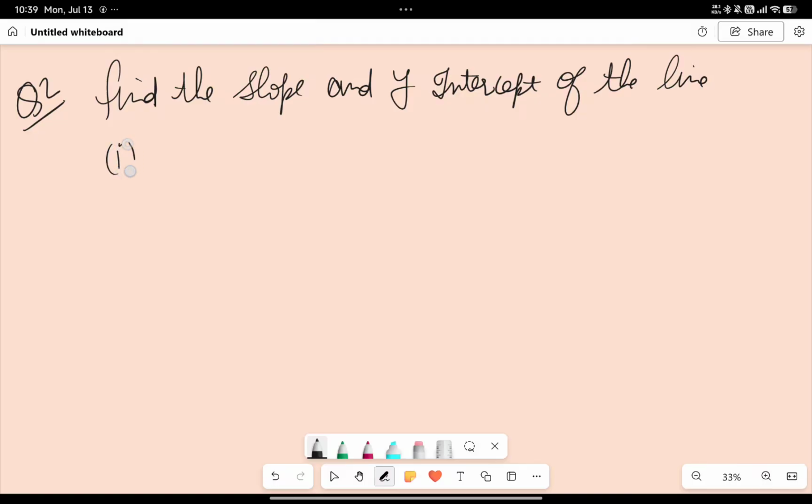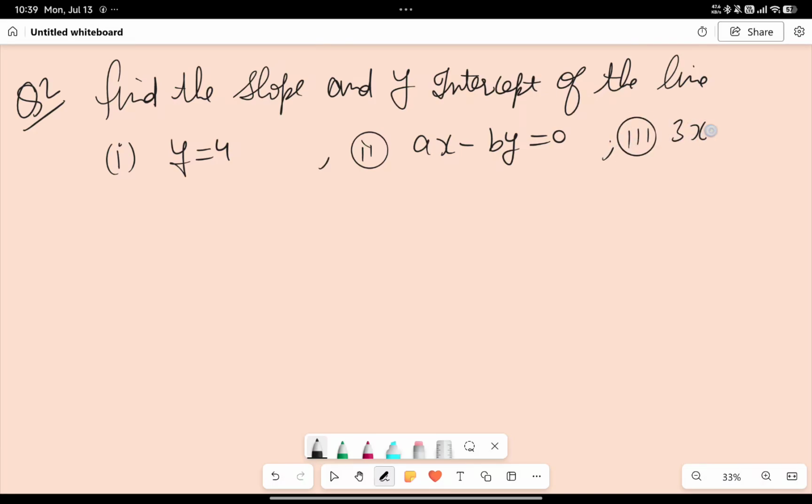Three parts are given. The first part is y equal to 4. The second part is ax minus by equal to 0. The third part is 3x minus 4y equal to 5. Read the question again and try to understand. Find the slope and y-intercept of the line.